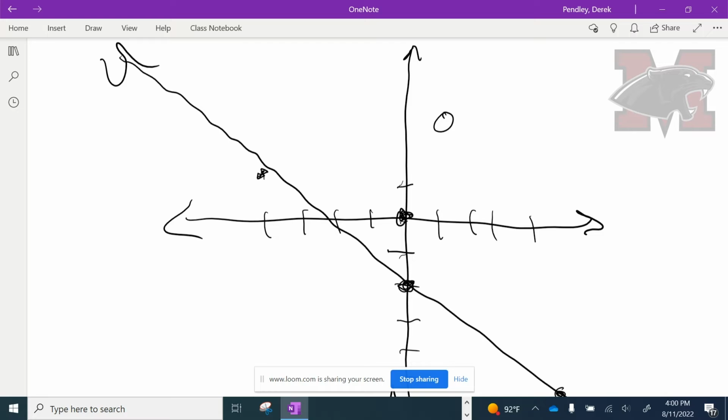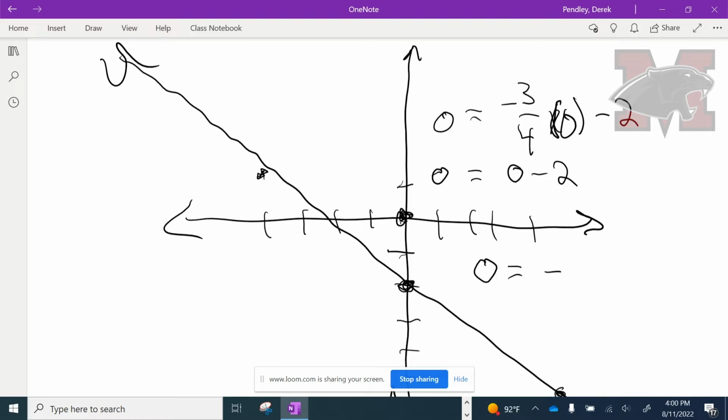0 is equal to -3/4 times 0 minus 2. 3/4 times 0 is 0. So 0 equals 0 minus 2. 0 minus 2 is -2. So 0 equals -2. Is that a true statement? No. So we know that that is not true.